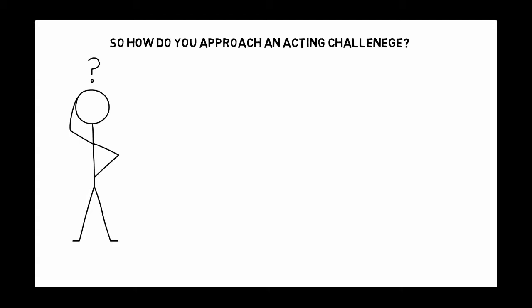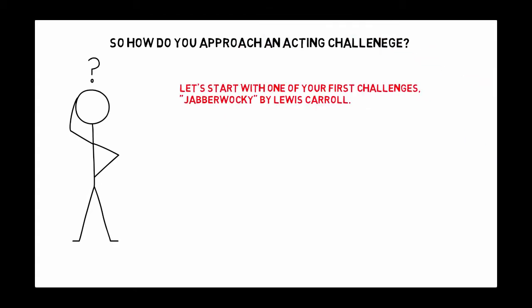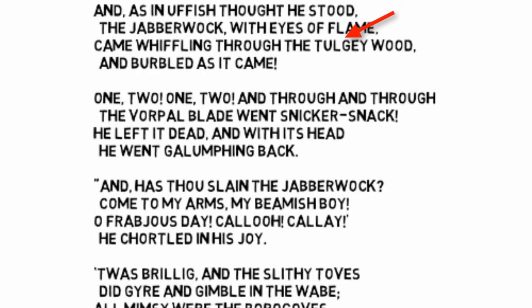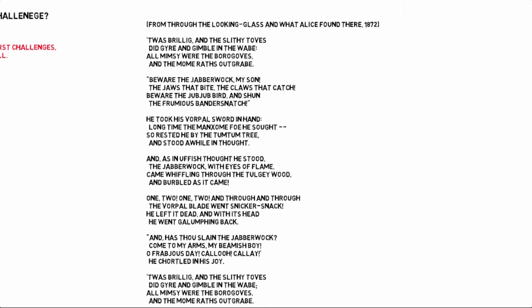So let's get started. Let's start with one of your first challenges, Jabberwocky by Lewis Carroll. Just so you know, certain words, it's mimsy, borogoves, wabe and gyre, Jabberwocky, Bandersnatch, Jubjub bird, vorpal, manxome, tum-tum, uffish, tulgey, whiffling, burbled, snicker-snack, galumphing, beamish, frabjous, Callay, chortled. These are some of the more difficult words in the piece.